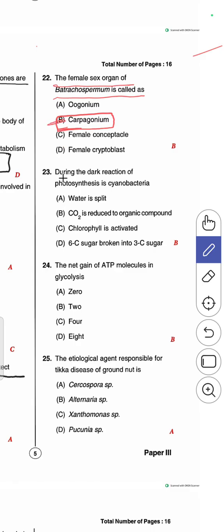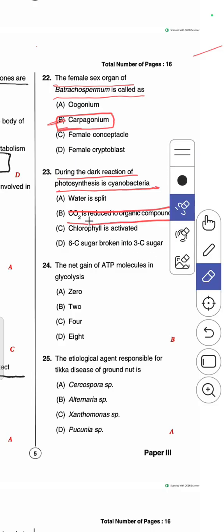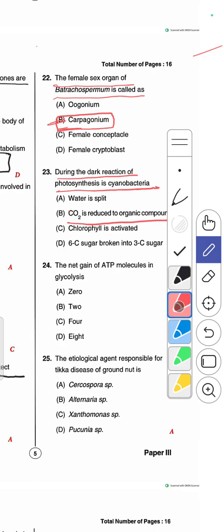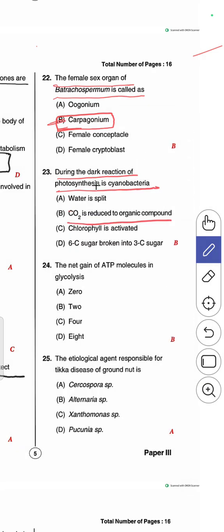Then read out the next one, 23rd question. During the dark reaction of photosynthesis in cyanobacteria, what happens? CO2 is reduced to organic compounds. So CO2 will be utilized and it will form starch, or the food synthesis takes place during the dark reaction. That is, B is the right answer for this question.